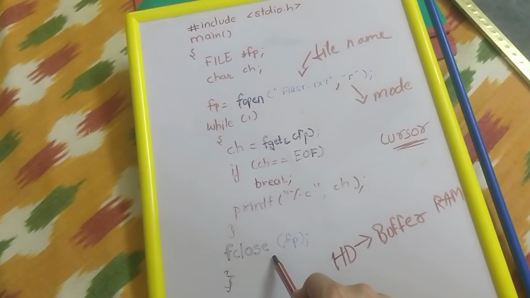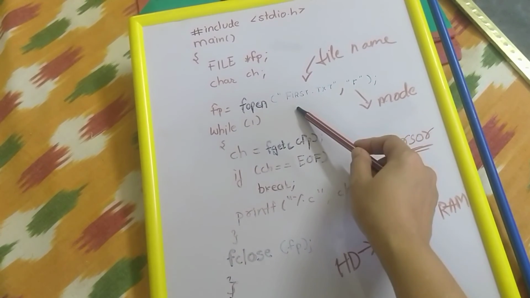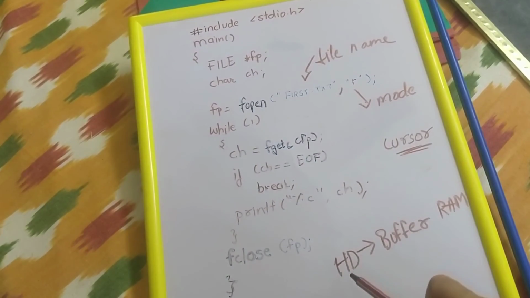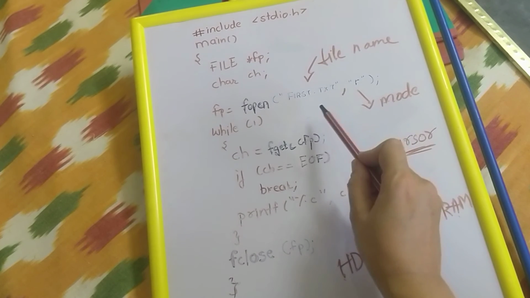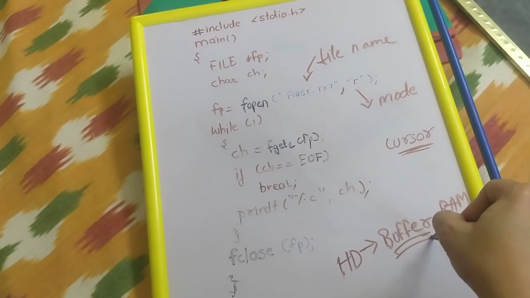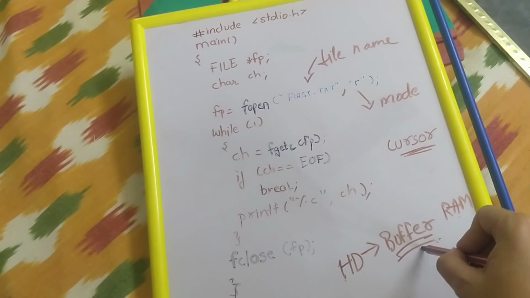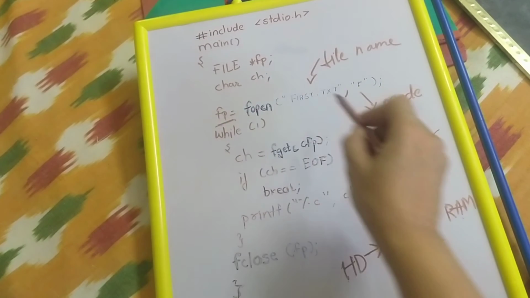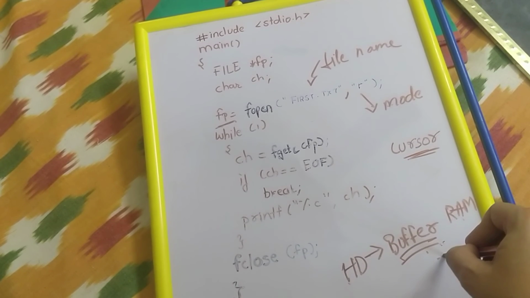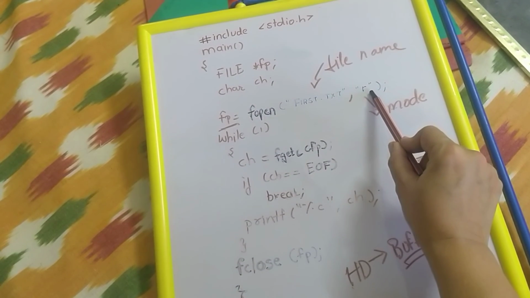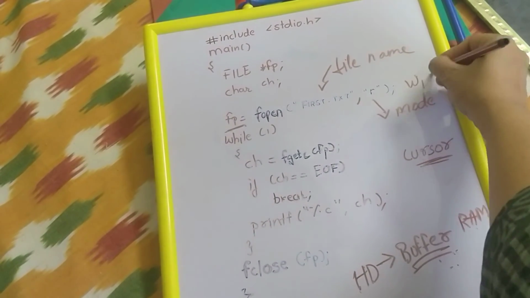Let us quickly go through the program once again. A file pointer is required to open a file. Whenever you open a file, it is copied from the hard disk to a buffer residing in the RAM. The pointer stores the address of the first byte of this buffer. You also have to mention the mode in which you are opening. R is for read mode, W is for write mode, and A is for append mode.